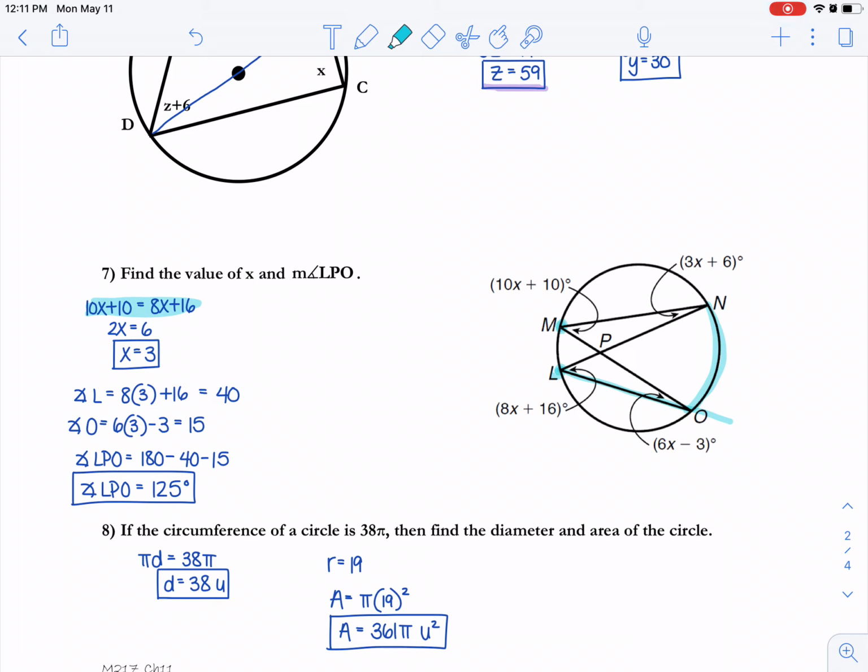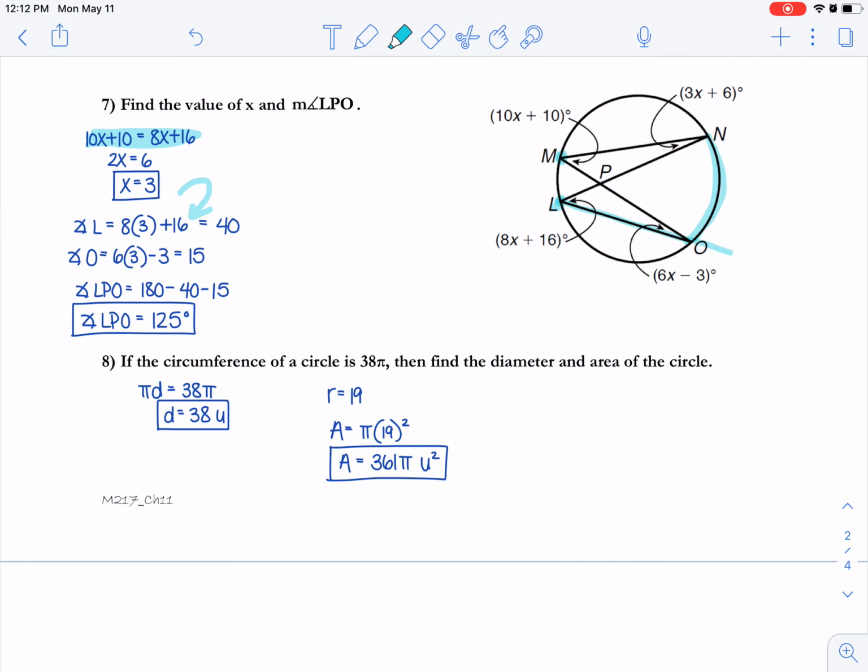And then the same with angle N and angle O. They intercept the same arc, so we can set those equal to each other as well to get those values. But we already know what x is, so you can just plug in x to get all the rest of the measures that you need to know.